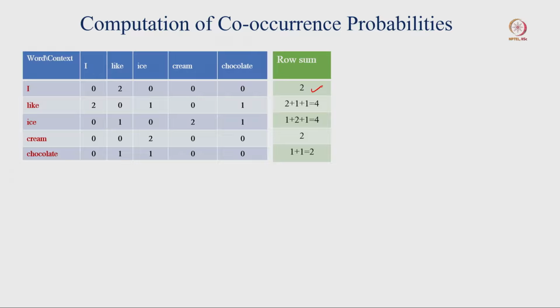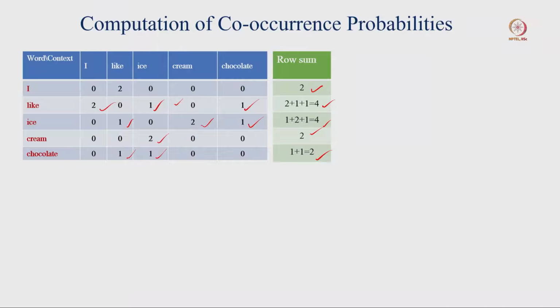Then for the second row, the row sum is 2 plus 1 plus 1, so this is 4. For the third row, it is 2 plus 1 plus 1, so it is again 4. What we are trying to see is the row sum for each of these words. For cream, it is 2, and for chocolate, it is 1 plus 1, which is once again 2. Now, we have the co-occurrence matrix and we have the row sum. From here we have to find out the co-occurrence probabilities.